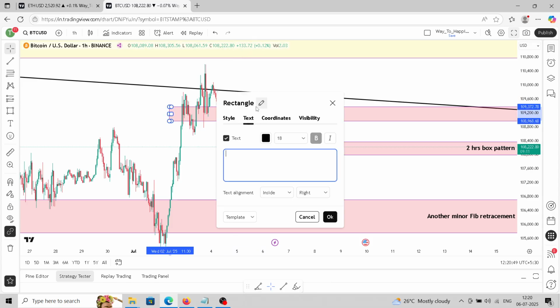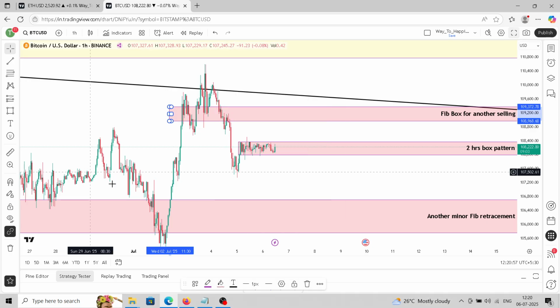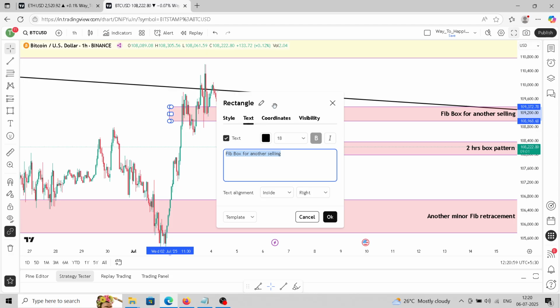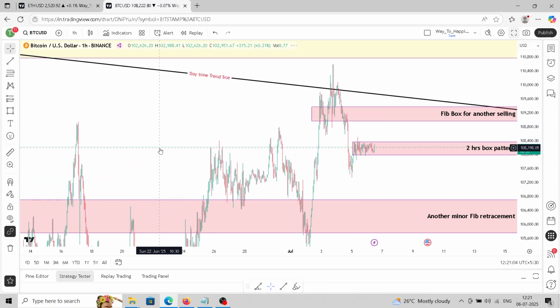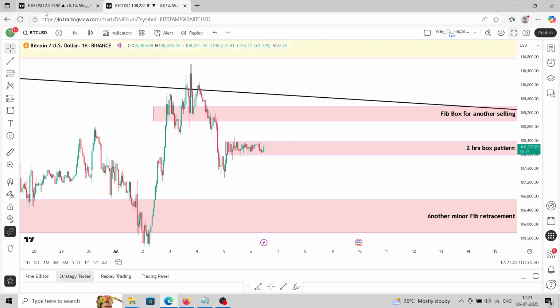Okay, this is my fib box for another selling. So what the prices I'm saying, and I will not go beyond 1 hour because it's a weekly analysis.